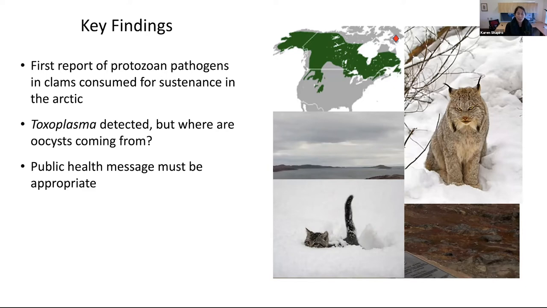Another aspect that is super important in terms of a One Health consideration is how do we message these results? How do we share these and what do we tell community members? So automatically, me, as somebody who has not worked with native communities before, you want to say cook the clams, right? Because cooking temperature, high temperature, is one of the only ways to really reliably inactivate oocysts, to kill the oocysts. But telling a native community how to cook their food is absolutely frowned upon.